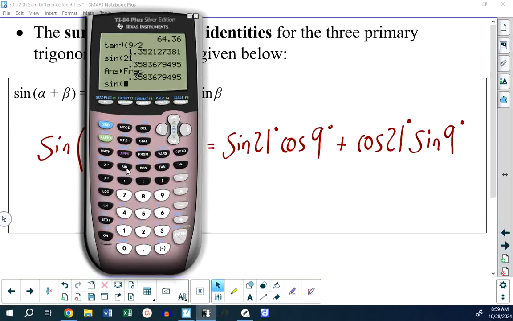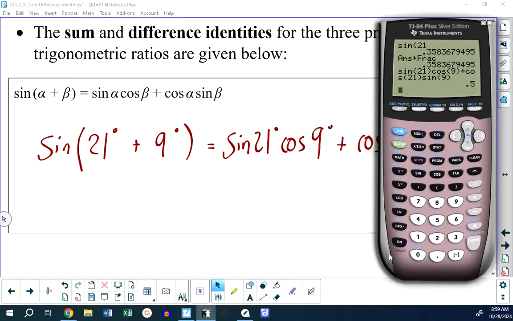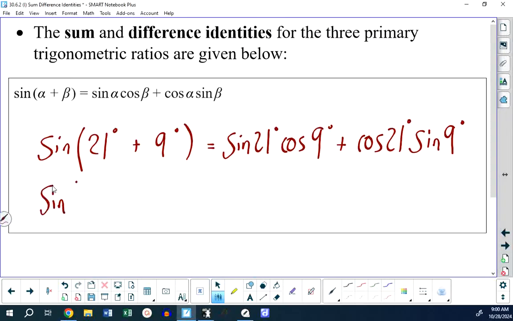But if I put this all together, sine of 21 times cos of 9 plus cos of 21 times sine of 9, an interesting thing happens. I get a rational number. I get 0.5. That's not the point of what I'm doing. I'm just pointing out to you that that's what we would expect to get, because 21 plus 9 is 30, and the sine of 30 degrees is the y-coordinate on the unit circle at 30 degrees, which is 1/2. Okay, so that's what that identity means.